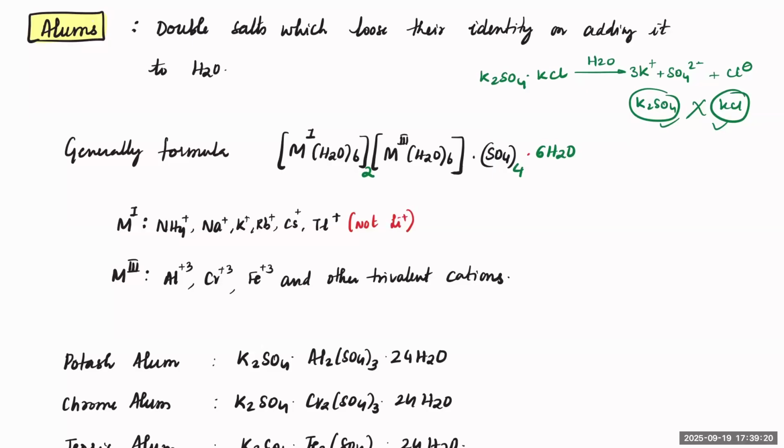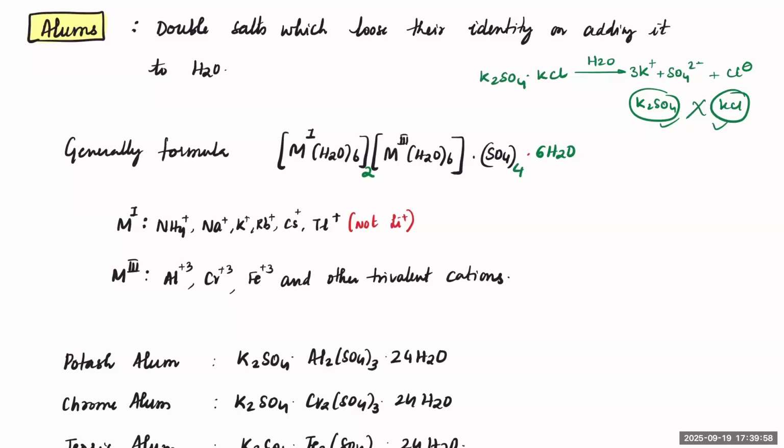So you can see the general formula of alum is this one: a metal connected with 6 moles of water, and another metal which is in +3 oxidation state connected with 6 moles of water. So now this is 2 moles of this and 1 mole of this. If we combine with some sulfate and H2O outside as water of crystallization, this entire thing will be observed as the double salt, alum.